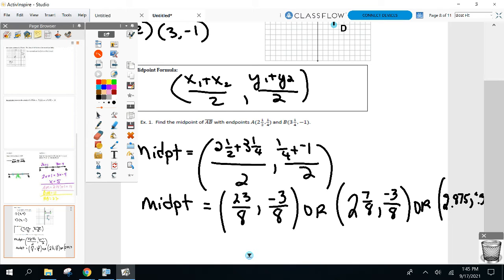I just want to give you every acceptable answer because depending on how you did it, you could get a different answer. So that's how to leave it as a couple improper fractions, mixed number, or you could have left it as a decimal, which was 2.875, comma, -0.375, if you left it as a decimal. Okay? Any of them would have been acceptable.